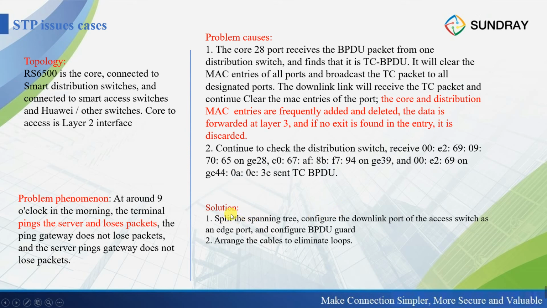So the solution is that we split the spanning tree. We go from this core switch to the distribution switch, and we configure BPDU filtering or disable the BPDU. Disable the spanning tree at the port, and then we configure these edge ports and BPDU guard.